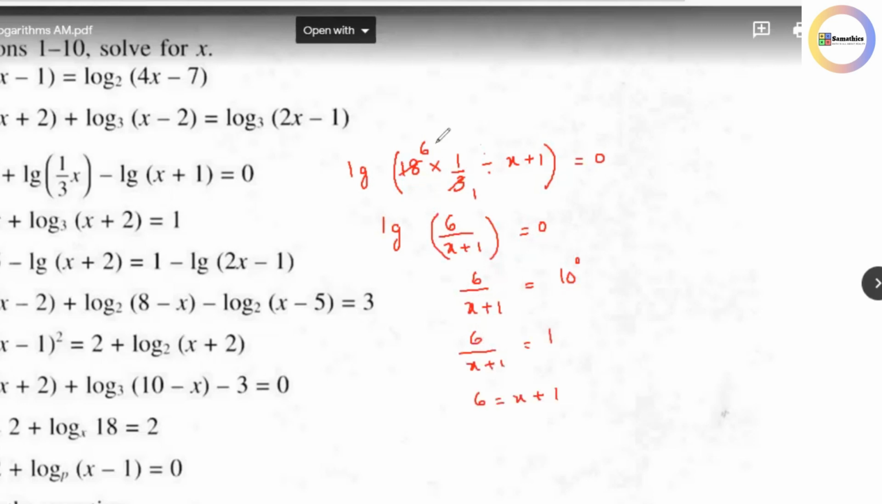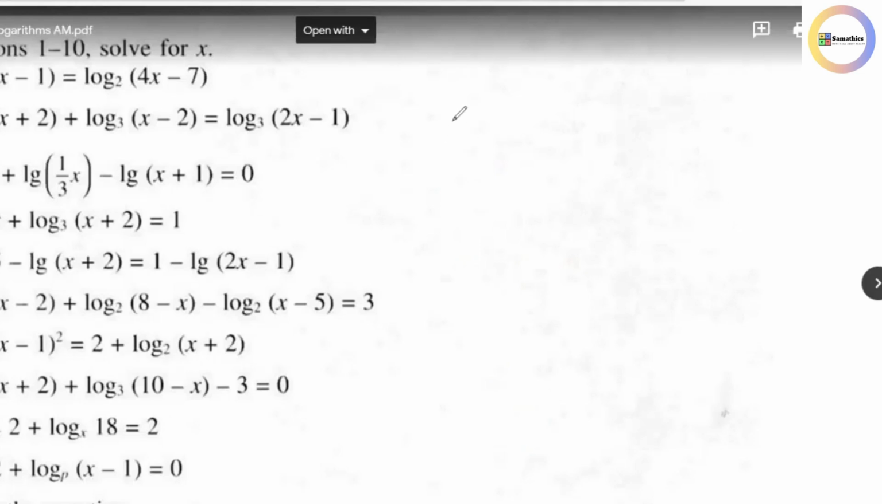So 6 upon x plus 1 is equal to 1. So it would be 6 equals x plus 1, so 5 is equal to x. So now question number 9. It is also easy. 3 log_x 2 plus log_x 18 is equal to 2, right?